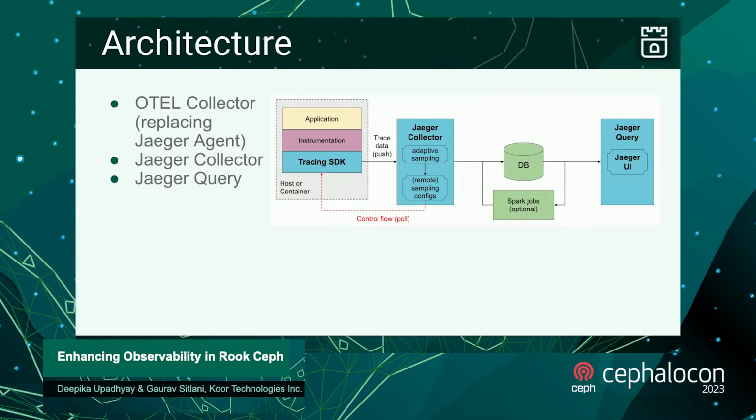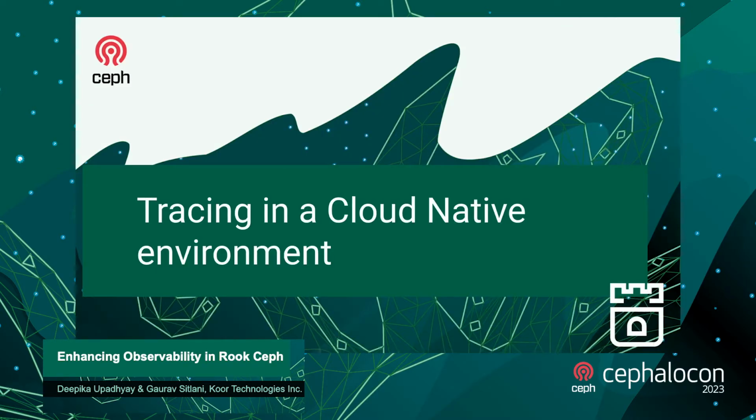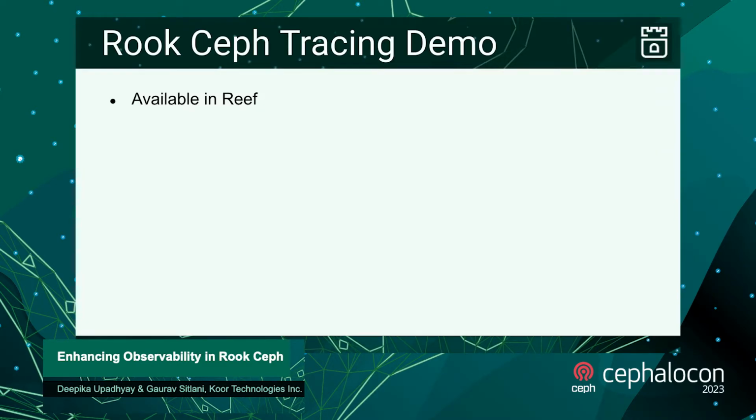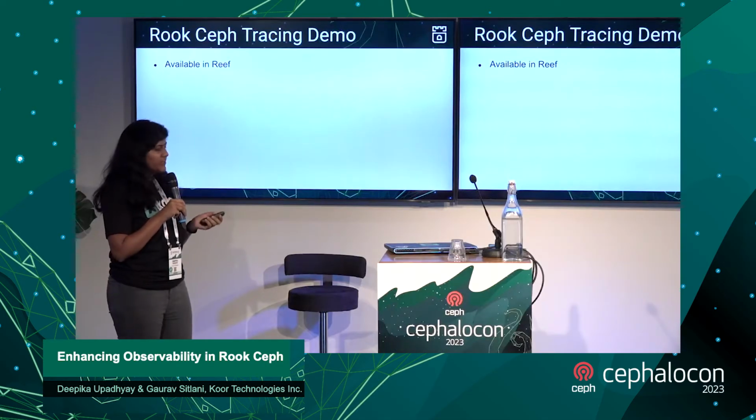I think. So apart from the collector and Jaeger collector, there is a Jaeger query and the database. Once the Jaeger collector has stitched together the spans, it stores the traces in the database, and once there is need, the user can query these spans from the Jaeger UI. So this feature is available in Reef right now.